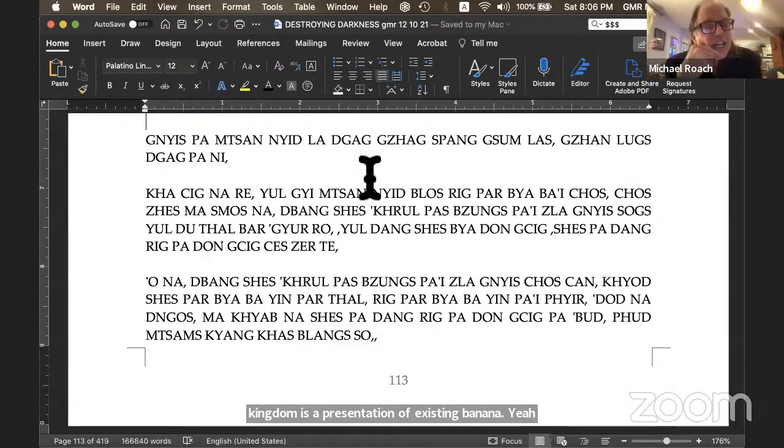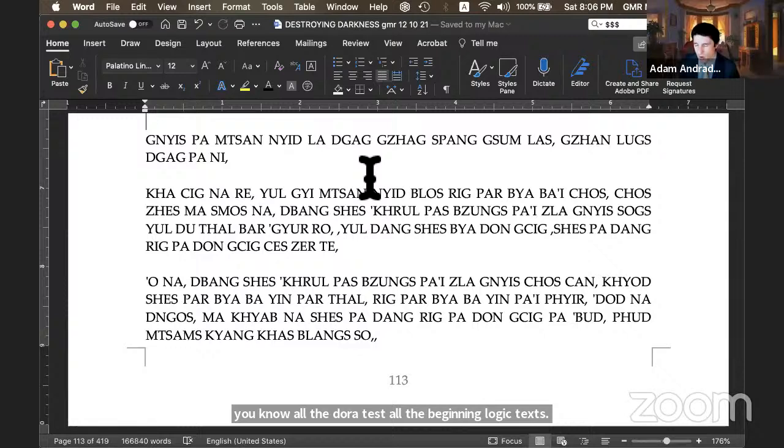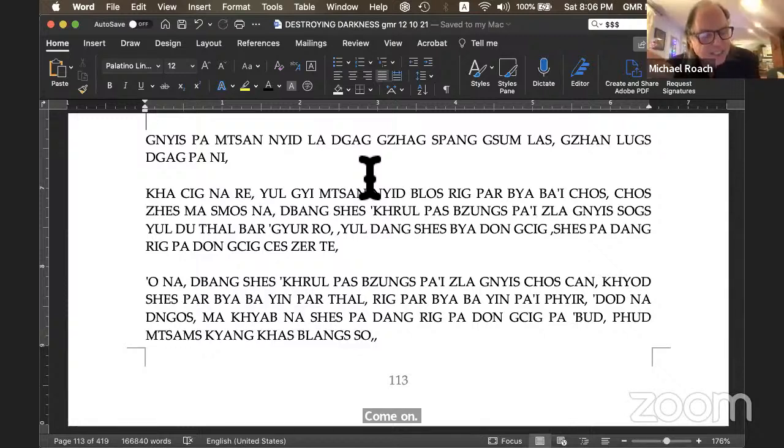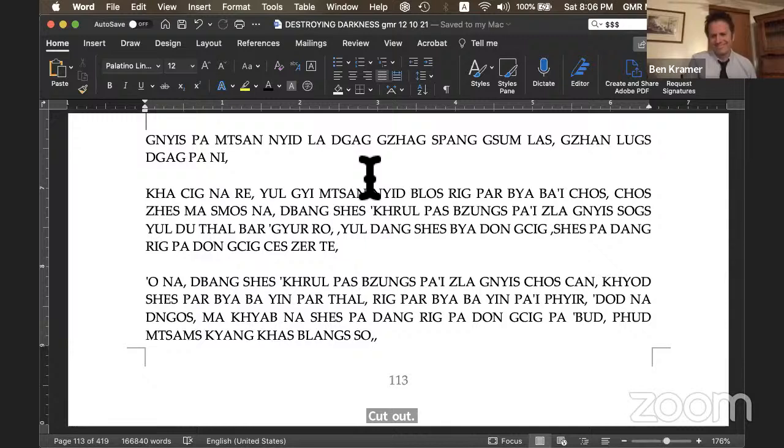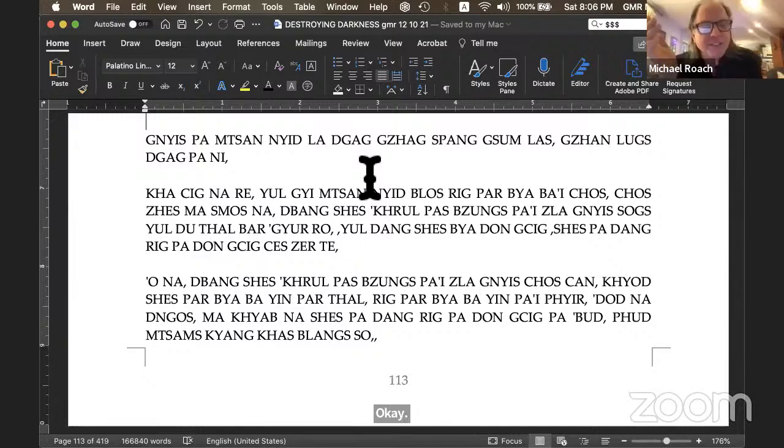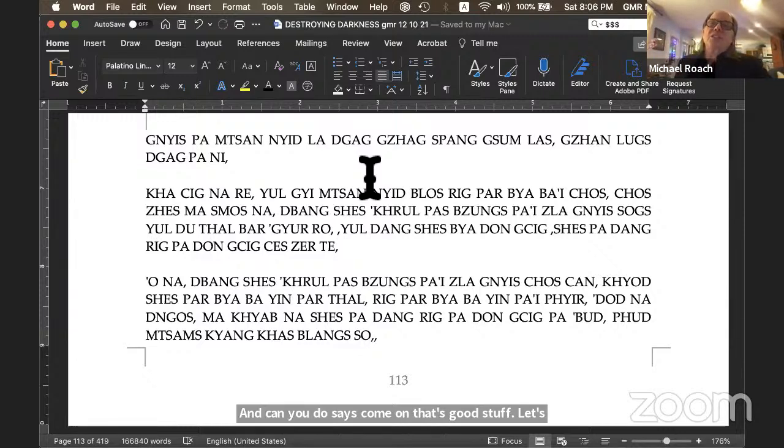Yeah, and you know, all the Dura texts, all the beginning logic texts, they start with little things like kadokamar, a deep discussion of red and white. Okay. And Kidubje says, come on, that's kid stuff. Let's jump right into the Dura where we are discussing what does it mean to exist? What does it mean to exist?